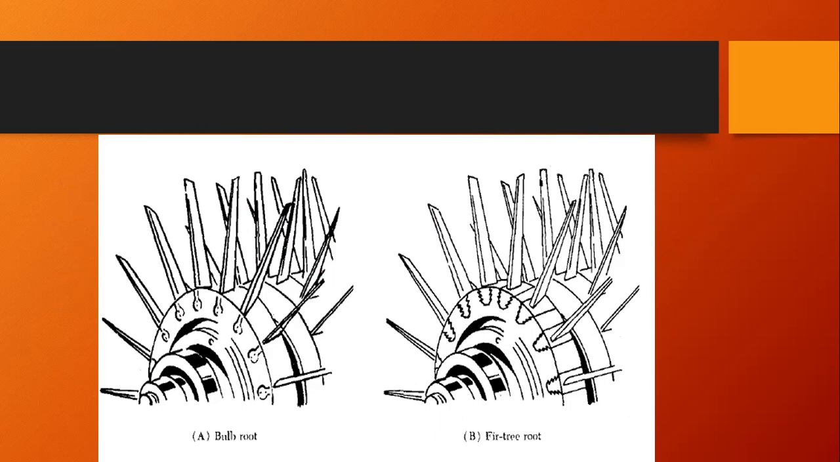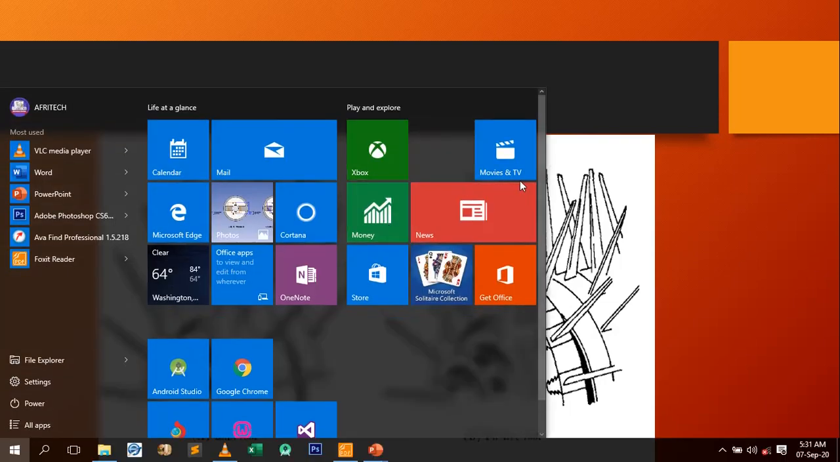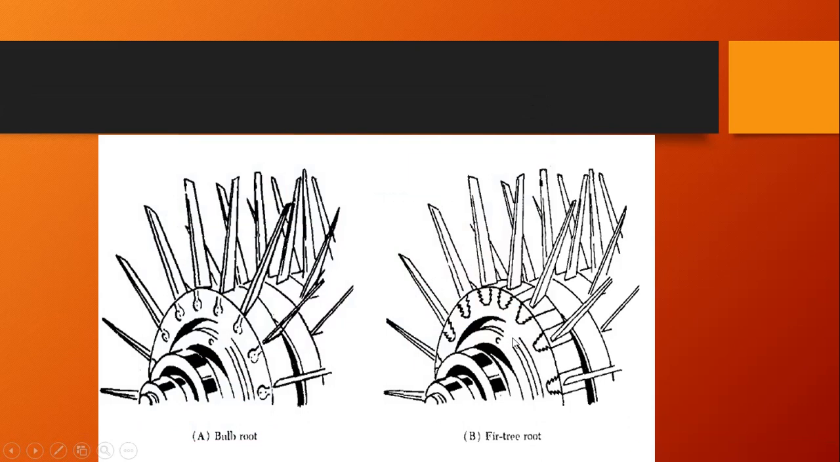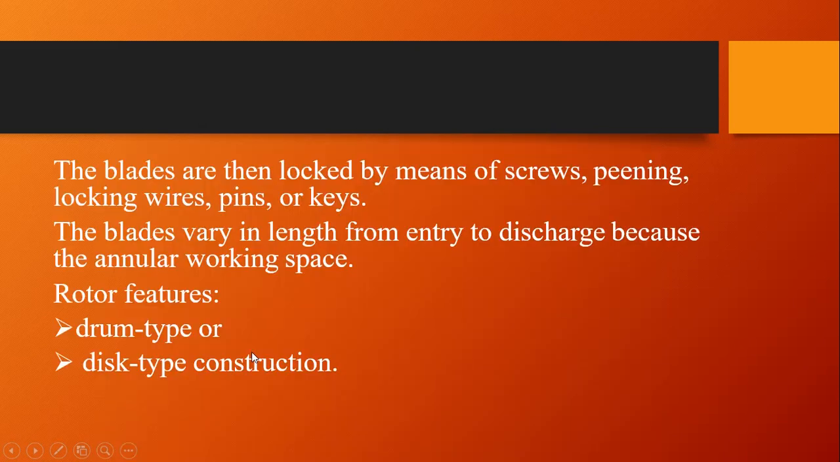So this is the bulb type, A, then B is the fir tree type. If you have ever seen a fir tree, you can see these shapes. You can see these ones. This is like a fir tree. This is like a bulb.